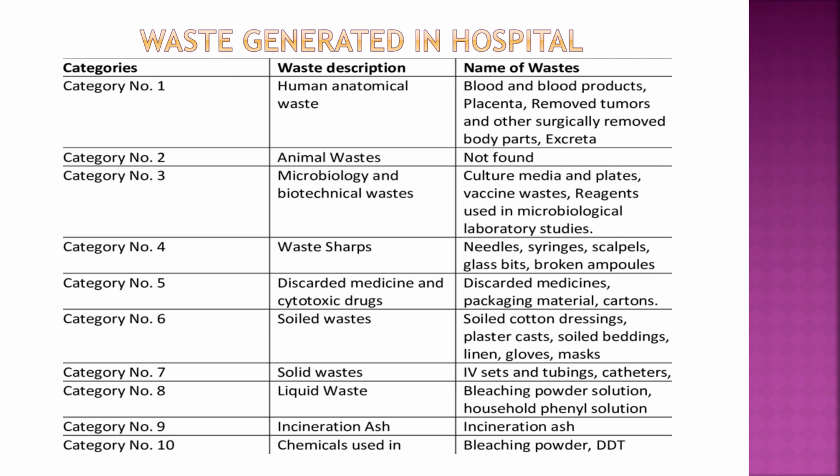Then category 6, soiled waste like cotton dressings, plaster cast, soiled beddings, linen, clothes, mask. Then category 7 is solid waste like plastic waste like IV sets, tubings, catheters. Category 8, that is liquid waste, which are reagents used in the hospital. Then category 9, it is incineration ash. And then category 10 is chemicals.